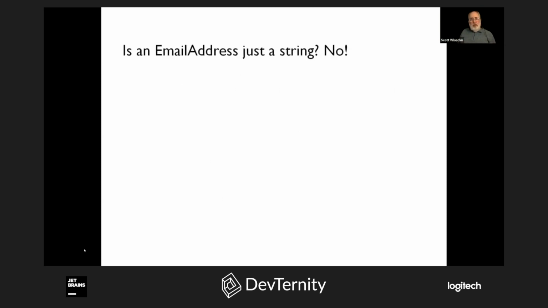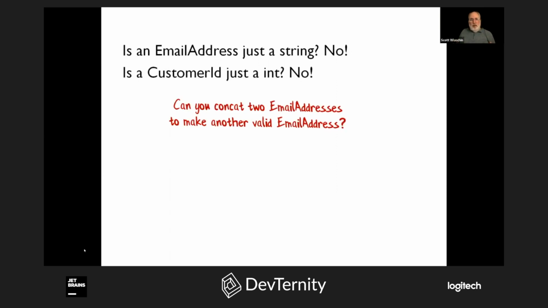And another reason to model them separately is they are not actually strings. So an email address is actually not a string, and a customer ID is not an int, right? How can I persuade you? Well, if it was a string, I could concatenate two of them and get another string. But if I take two email addresses and concatenate them, I don't get another email address. It's not valid. So they're not strings.